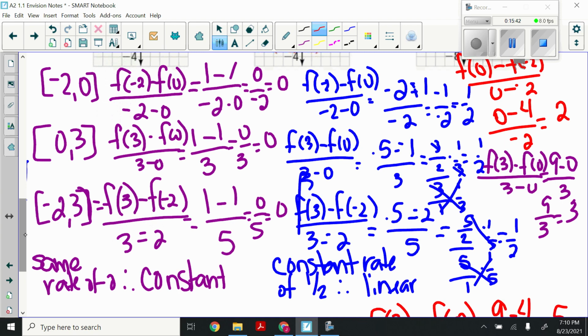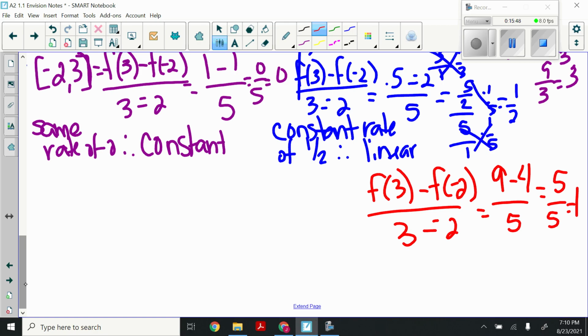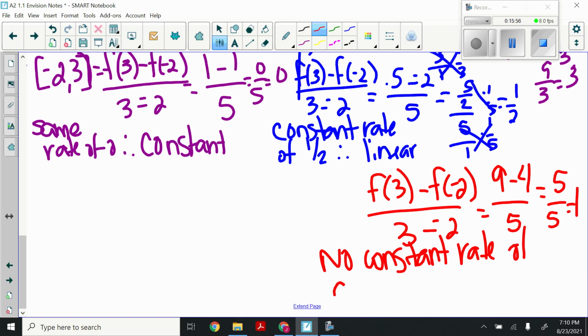Notice I did not get the same average rate of change each time on my parabola. I had a 2, a 3, and a 1. Okay, so here, no constant rate of change. What does that tell me? Therefore, I know this is not a linear function.